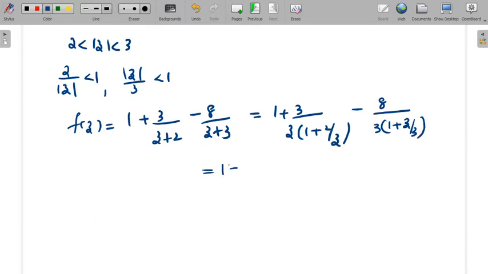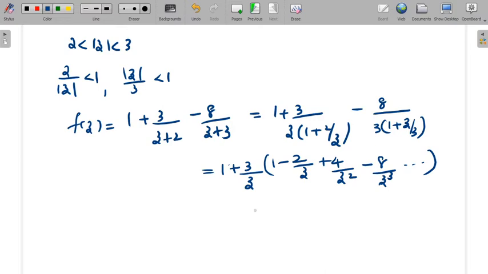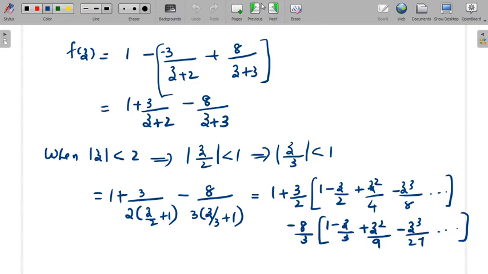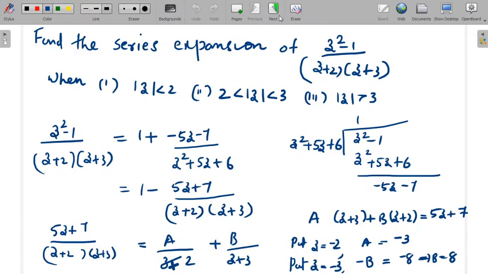Now expand in series, we get 1 plus 3 by z into 1 plus 2 by z is 1 minus 2 by z plus 4 by z square minus 8 by z cube, etc. Then minus 8 by 3 into 1 by 1 plus z by 3 is 1 minus z by 3 plus z square by 9, etc. So we get a Laurent series expansion. And when you come to the last region, the region is mod z greater than 3.